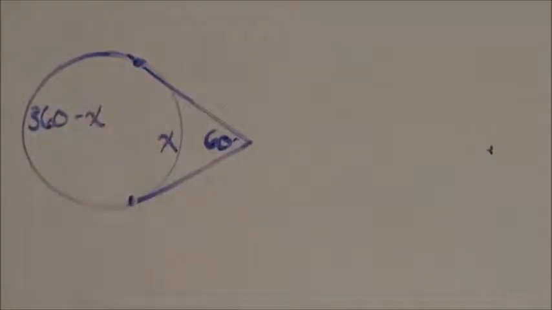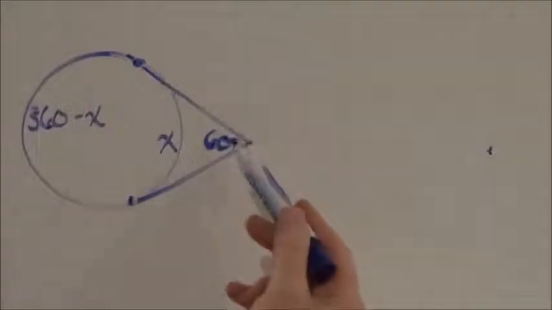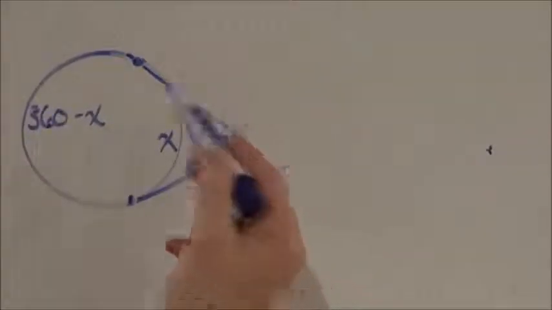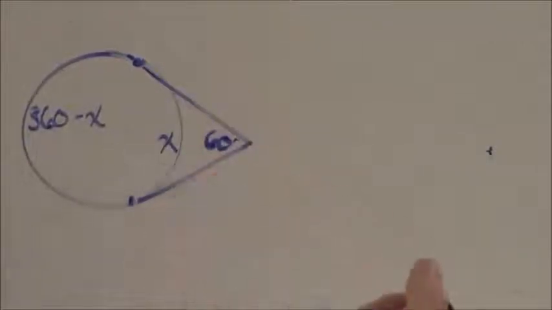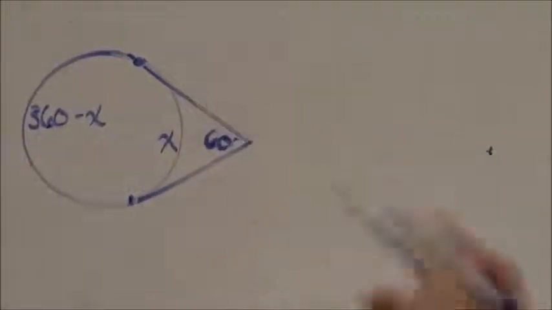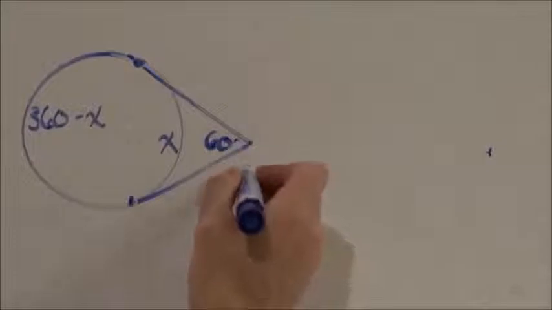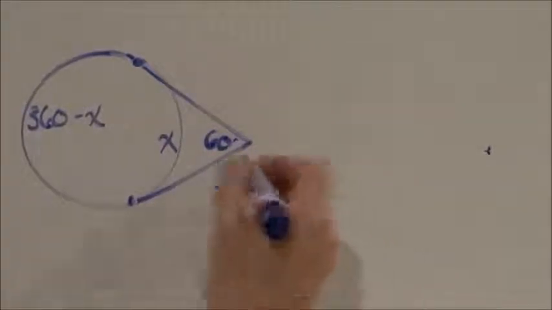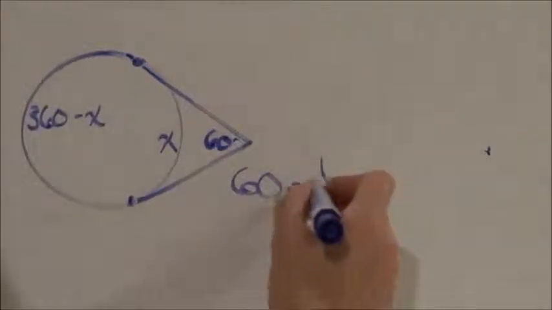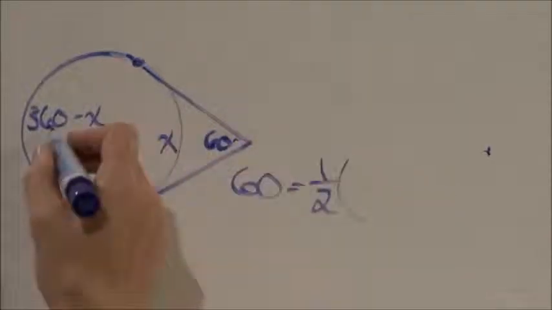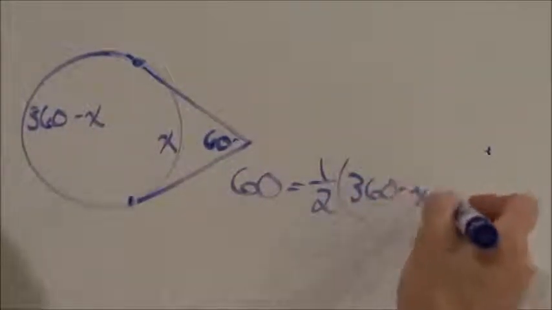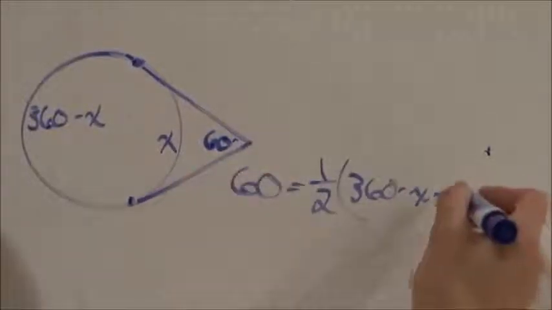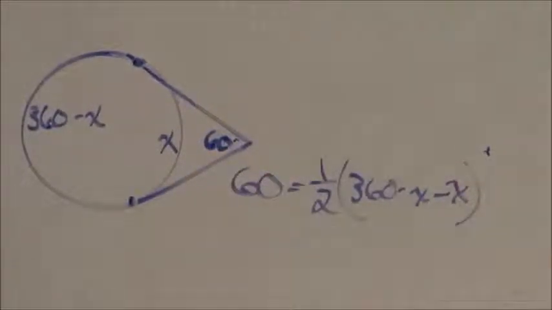So now we're going to set up the equation. The angle outside is equal to half the difference of the larger arc that it intersects minus the inside arc that it intersects. So my equation is going to look like this: the angle, 60, equals half of the outside arc, 360 minus x, minus the inside arc, which is x.